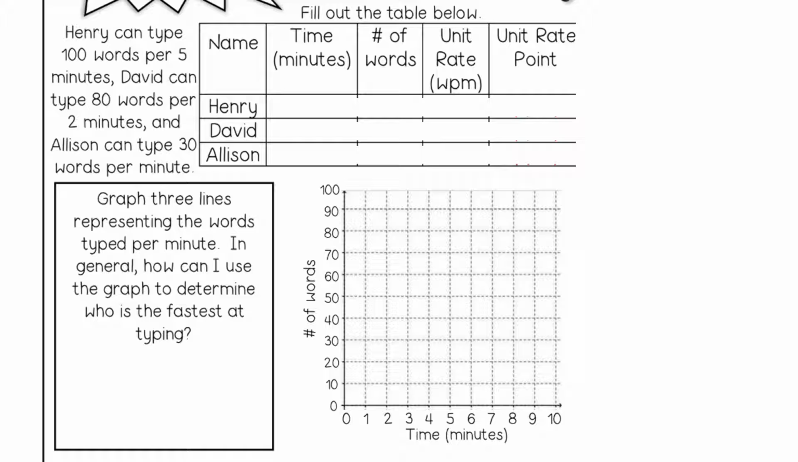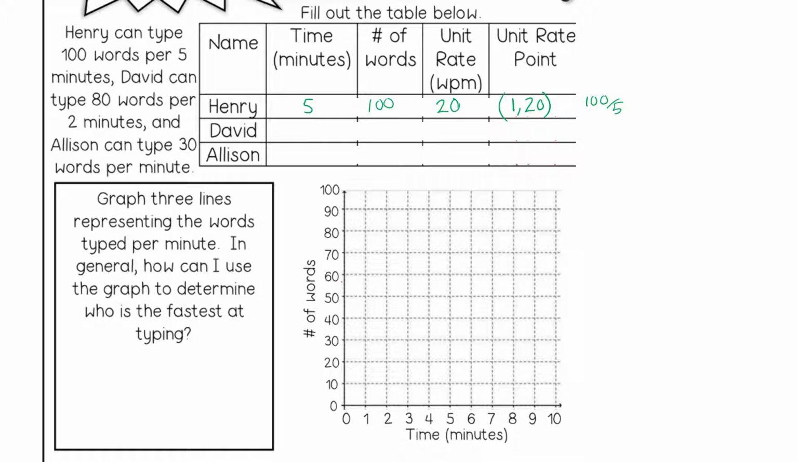I'm going to record in different colors. How about Henry will be green, so he can type 100 words. So number of words is 100 in 5 minutes. So the unit rate would be words per minute. So that would be 100 divided by 5, which is 20. And the unit rate point will be 1, 20.